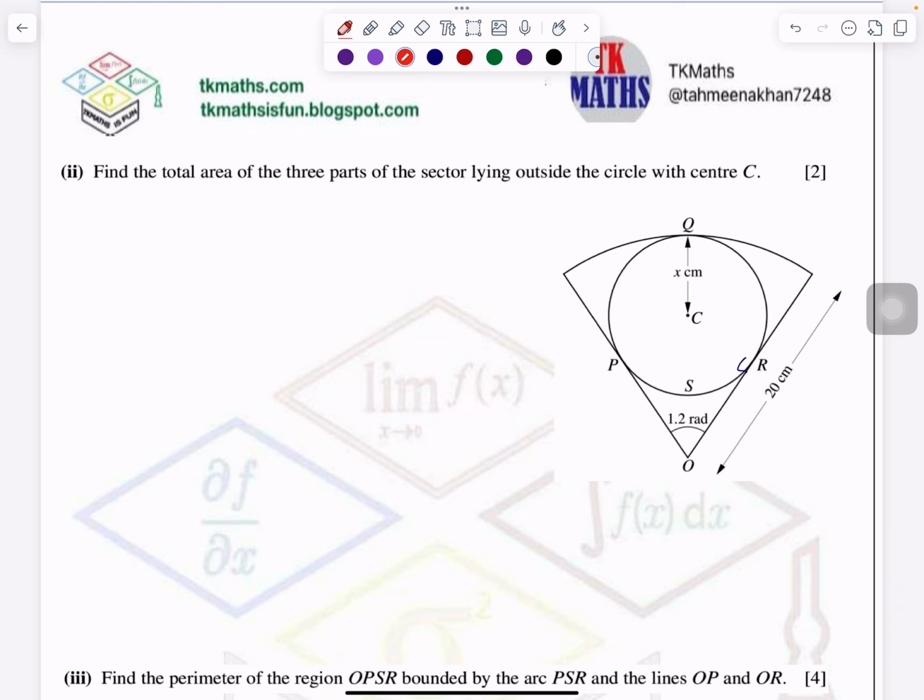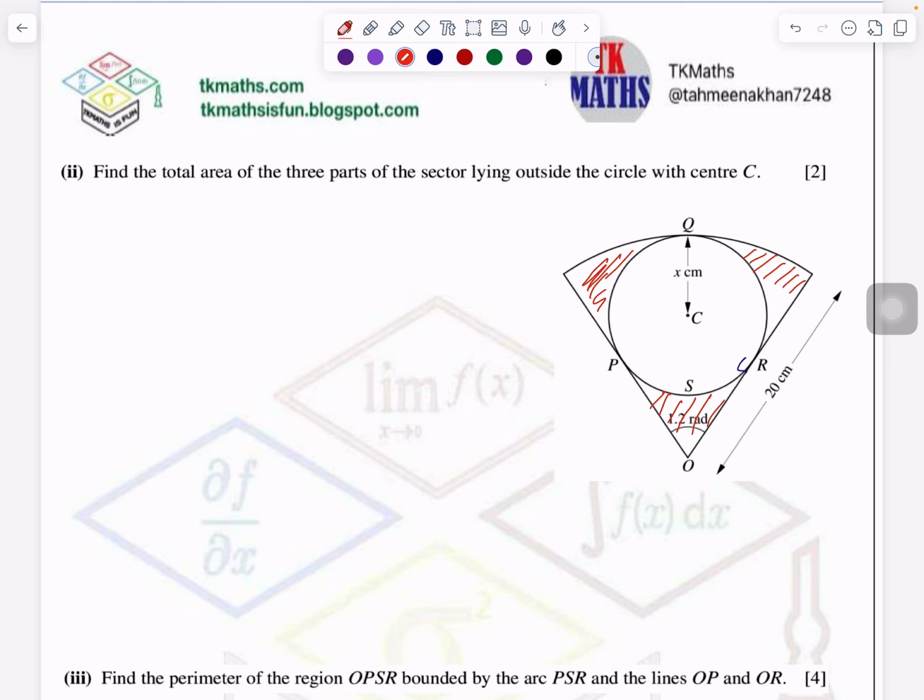Find the total area of the three parts of the sector lying outside the circle. So basically we have to find out this total area which is outside the circle. So what comes to your mind? How will you solve this? Yes, absolutely right. You will find the area of the sector minus the area of the circle.